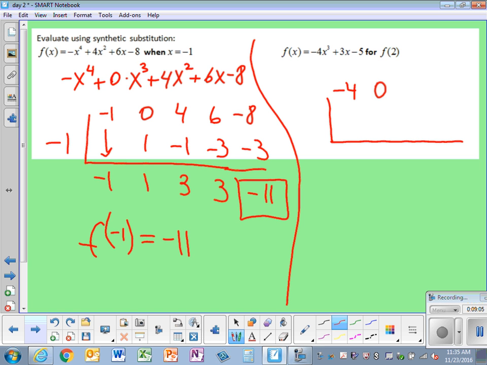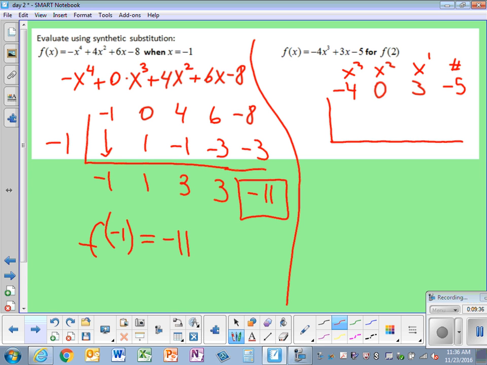The next one is 3, right? Because this one is for x to the power of 3, this one is for x to the power of 2, the next one will be x to the power of 1, which is just x. So it's 3, and then the last one is for the number, negative 5. So you have to account for every single exponent, starting from the highest one all the way to 0.